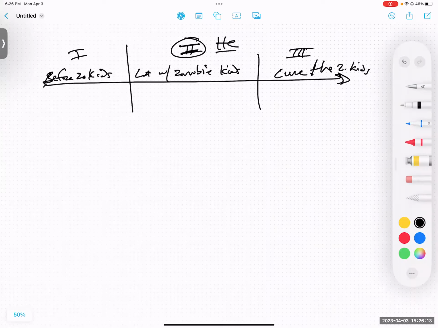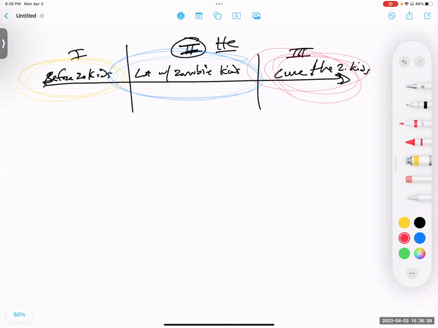Ultimately, I know generally this is going to be the big blocks of my timeline. This part of the timeline right here is going to be all about LA dealing with zombie kids. And then this part of the timeline is before the zombie kids are a thing, and this is all going to be about resolving the high concept and curing the zombie kids.